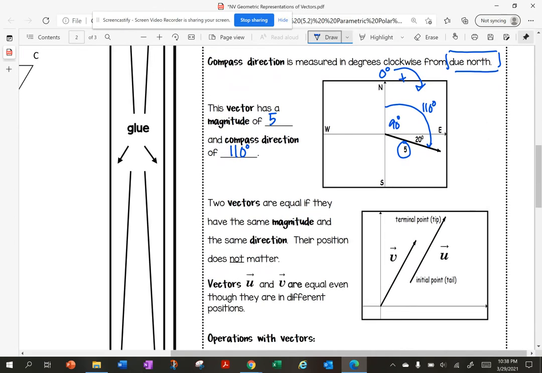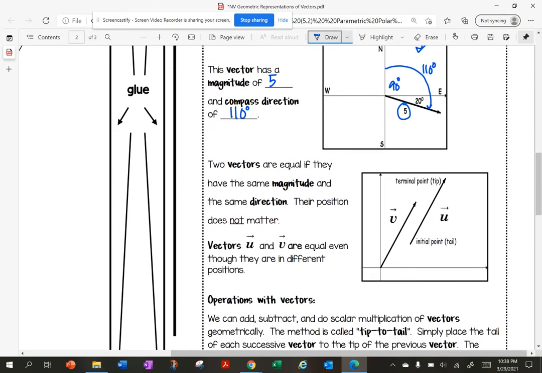Two vectors are equal if they have the same magnitude and direction. Their position doesn't matter. So taking a look here, vectors u and v are equal, even though they're in a different position.